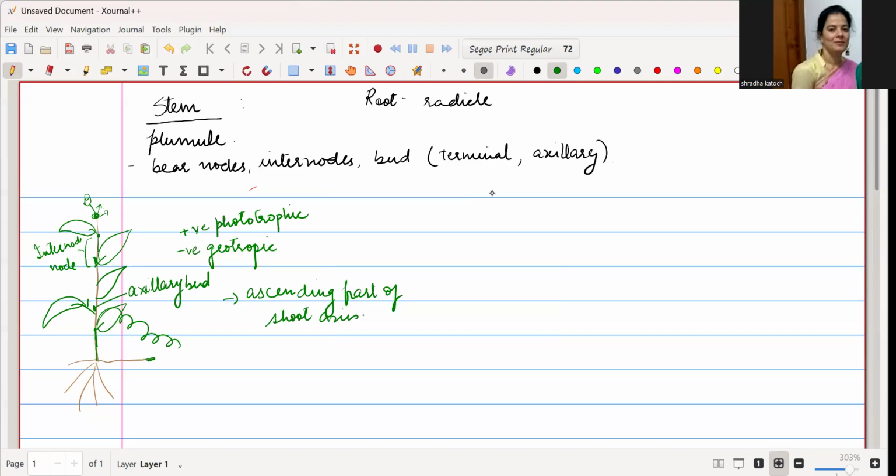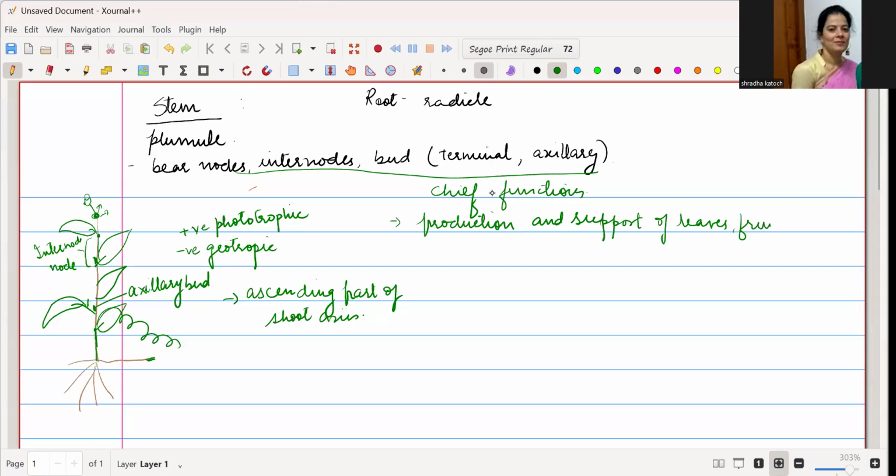Now we all know what the chief functions of it are. What are the chief functions of stem? We all know that they spread out into different branches, giving rise to the leaves, fruits, flowers. So we can say production and support of leaves as well as fruits, flowers, and the main important one is the conduction of water, minerals, and food material.